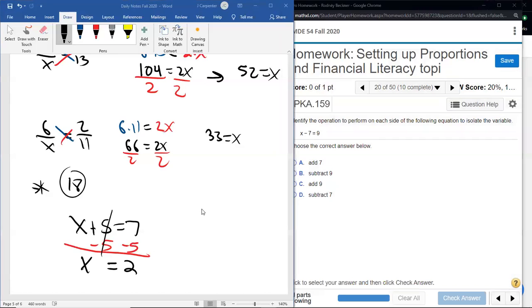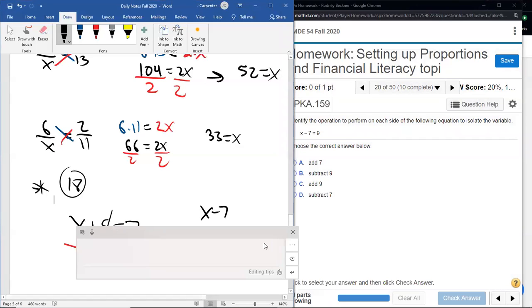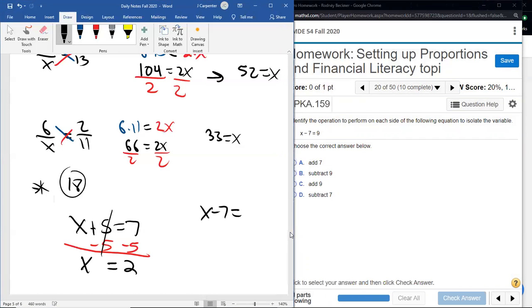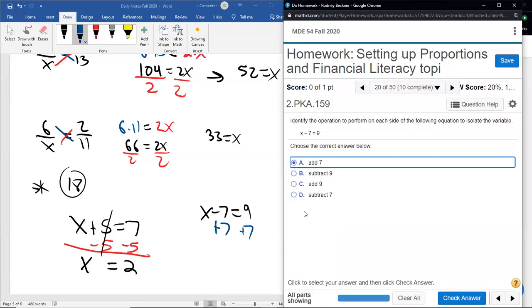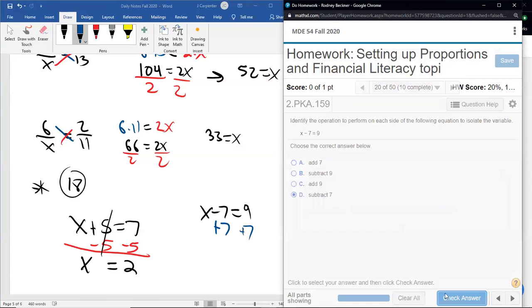Similar here, X minus 7 is equal to 9, because we want the variable isolated. We want this by itself. This minus 7 has got to go. Because that's a minus 7, to move it, we add 7 to both sides. So answer A again. You don't believe me? Well, subtract 7. Let's try it out. Nope.